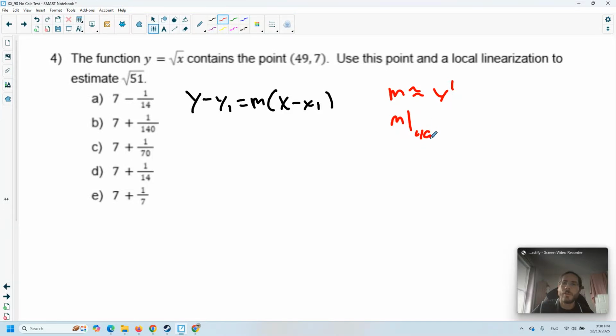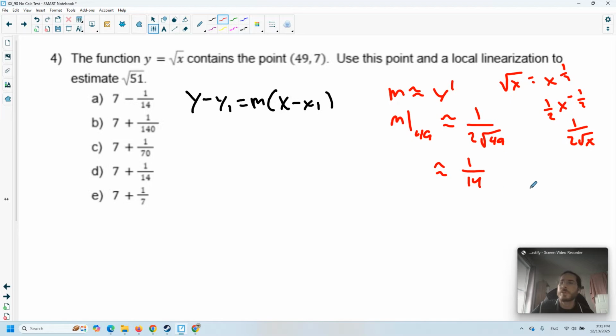And our x value we have is 49. So for the derivative of square root x, remember that's just x to the 1/2. So it's another power rule. With the power rule, we have 1/2 x to the negative 1/2, or 1 over 2 radical x. Now, if I want to plug in 49, I just plug in 49 right there. So that means that I'm going to be at 1 over 14. So I'm going to use that for my value for m.